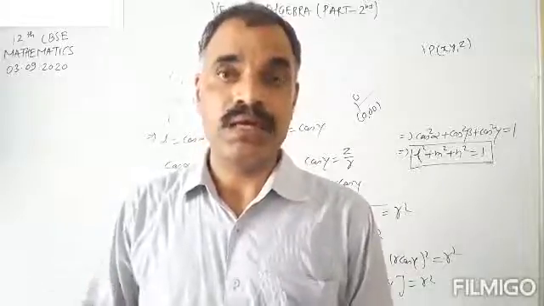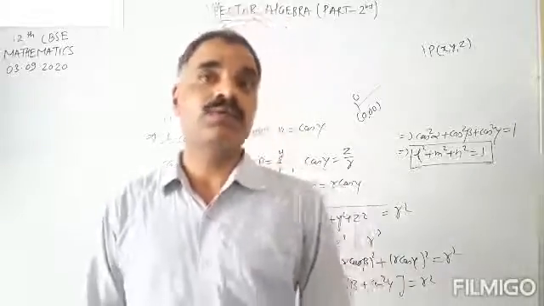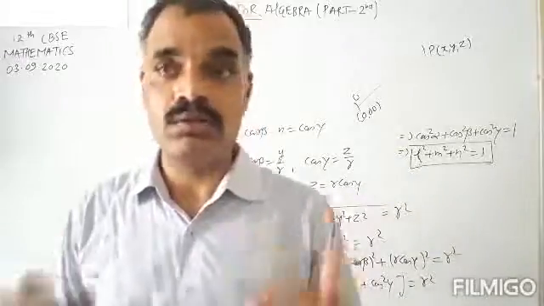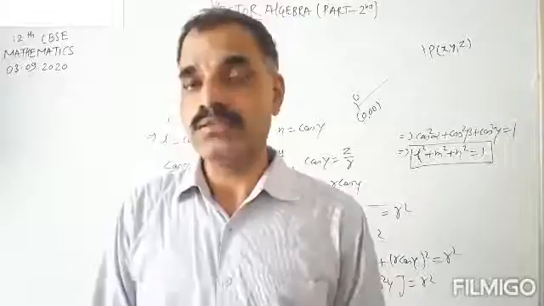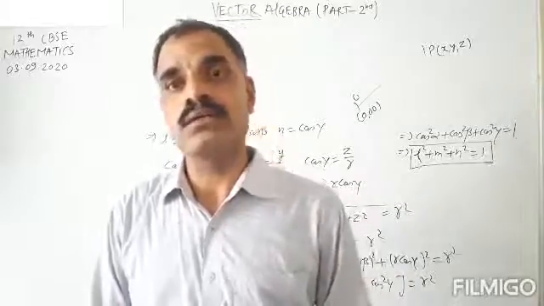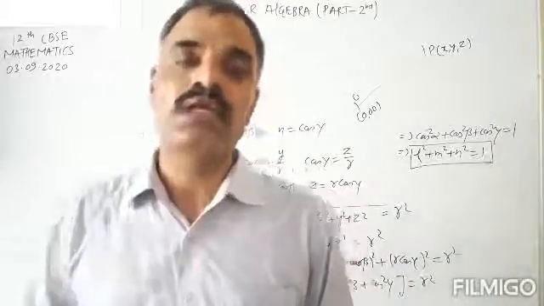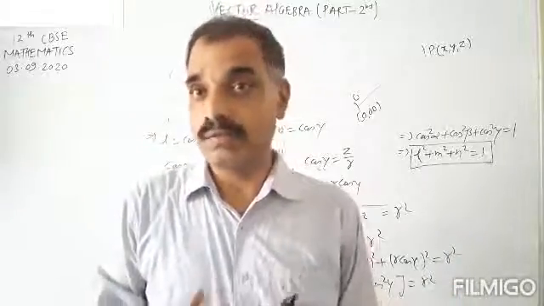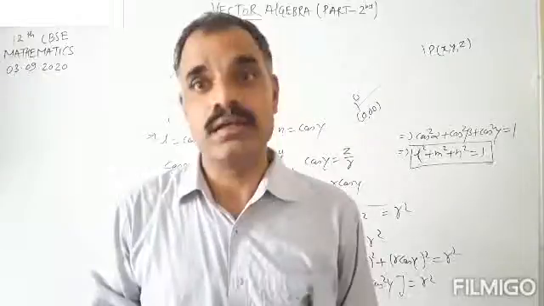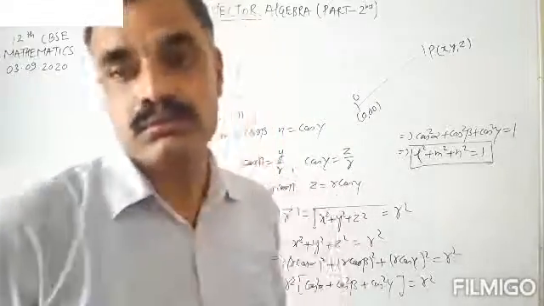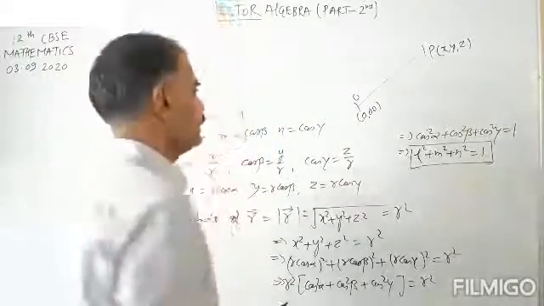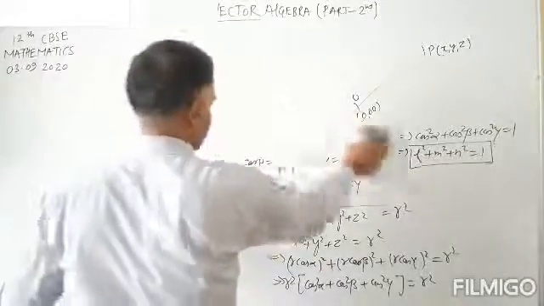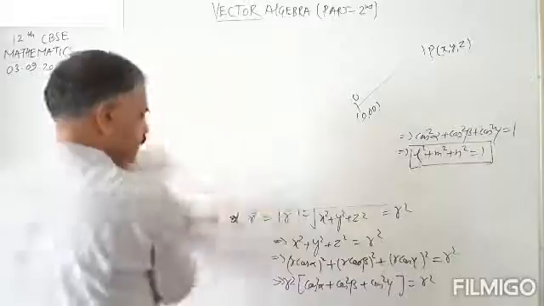This is the relationship between the direction cosines of a line. If l, m, n are the direction cosines of a line, then the sum of their squares is equal to 1, that is l square plus m square plus n square equals 1. Okay, now the next topic is direction ratio of a line.